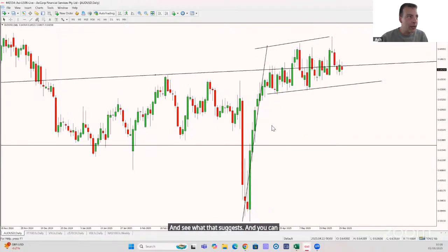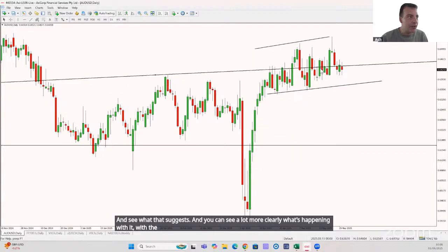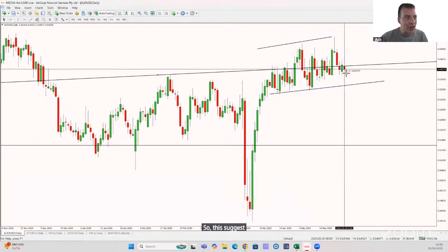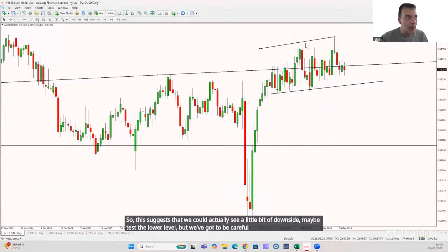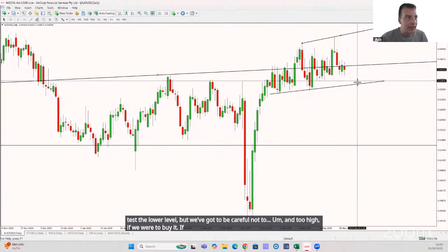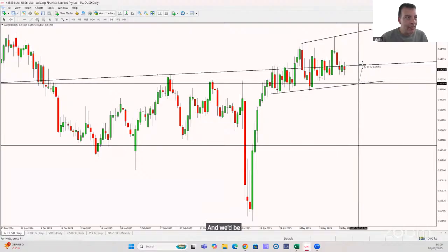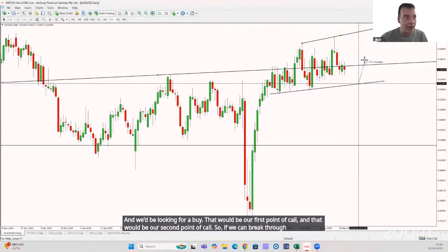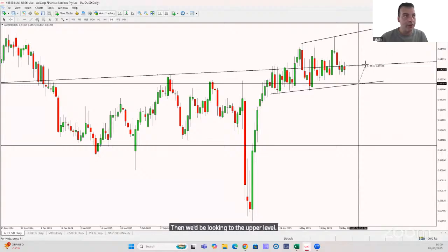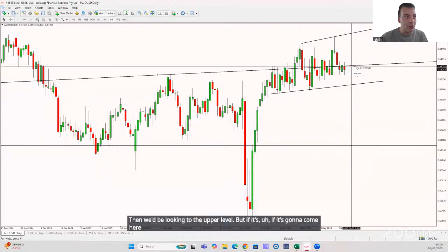And you can see a lot more clearly what's happening with the daily trading range here. This is it here. And this is the trend line. This is the important level to watch. We're right in between the two. So this suggests that we could actually see a little bit of downside, maybe test the lower level, but we've got to be careful not to aim too high if we were to buy it. If it comes down here, we'd be looking for a buy, that'd be our first point of call, and that'd be our second point of call. So if it can break through and create another potential signal for a run, then we'd be looking to the upper level. But if it's going to come here and suggest a pause, it's coming down to the lower level.